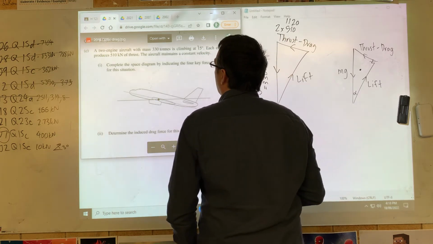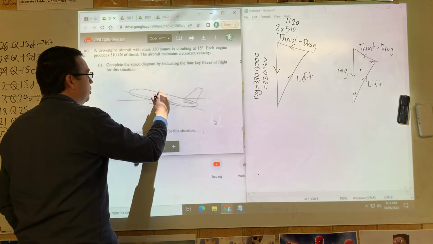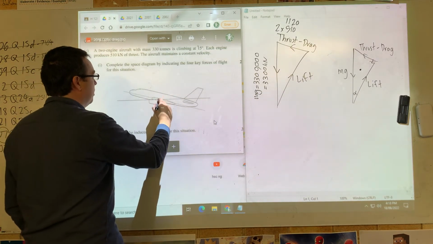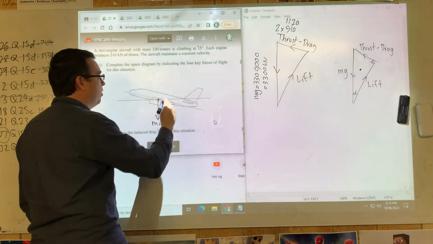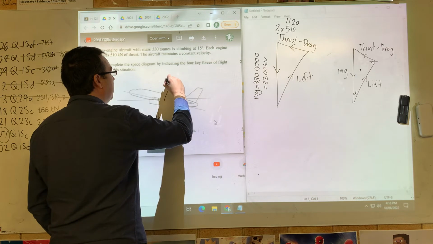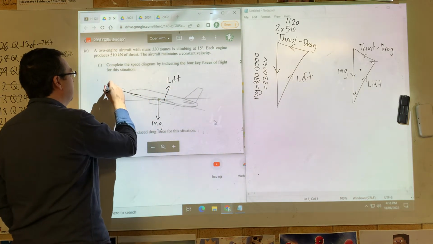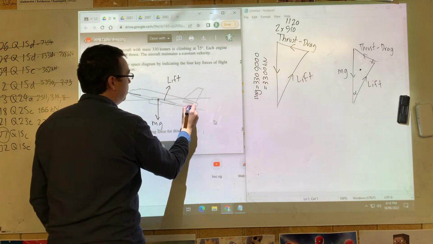Okay, so complete the space diagram by completing the 4 forces of flight in this situation. So here they've shown us, I guess this dot is the center of gravity. So that's going to be mass times gravity, or you could just write weight, that's fine. This one here is lift. So we have thrust, and then backwards is drag.